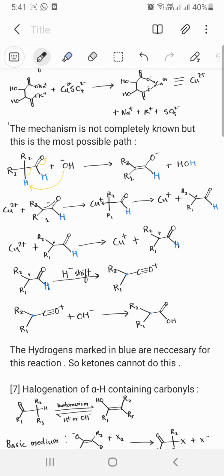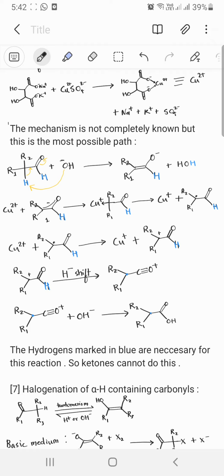So first it just ionizes, and then HOH, which means with water it gives this, and then copper 2 plus attaches with a carbon over there. Okay, not the oxygen, the carbon. This is weird, but whatever. And then it breaks homolytically to give copper plus and that radical over there.